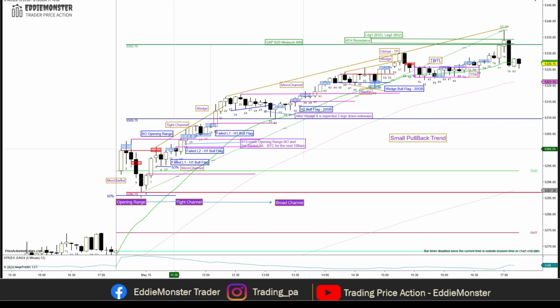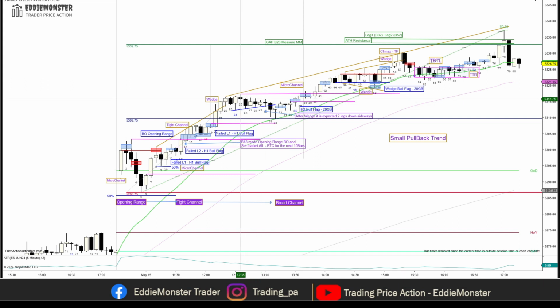Tight channel because we have small pullbacks here. Tight channel and wedge 1, 2, 3. But then we can start to count again after 12. 1, 2, 3. Pretty much the same thing. It's a wedge here in 24.3. And then you have L1 and L2. But with this tight channel, come on guys, tell me that you're gonna sell something here.